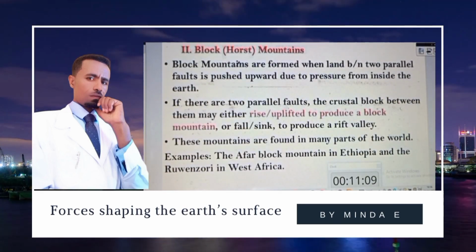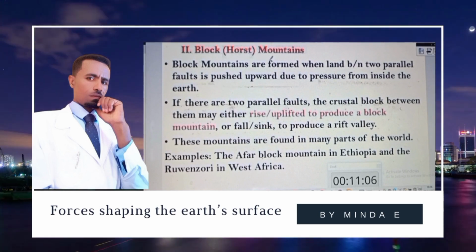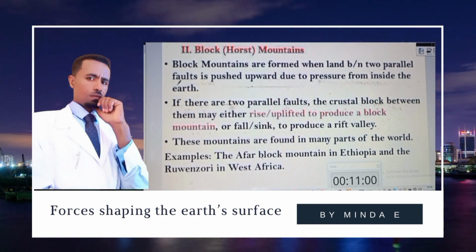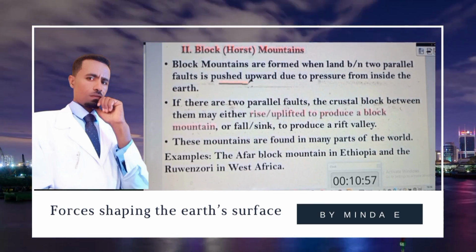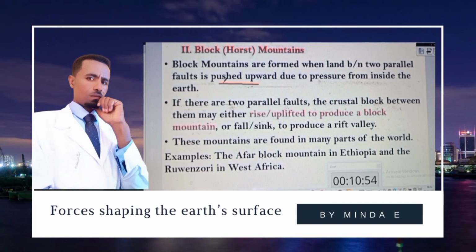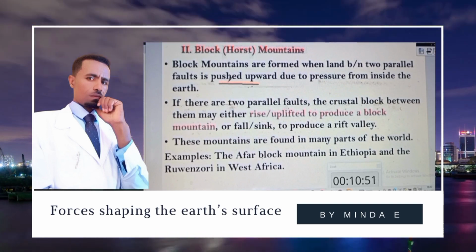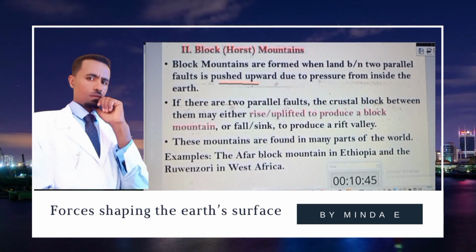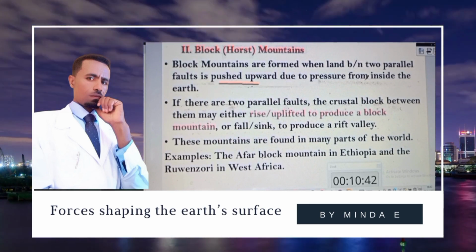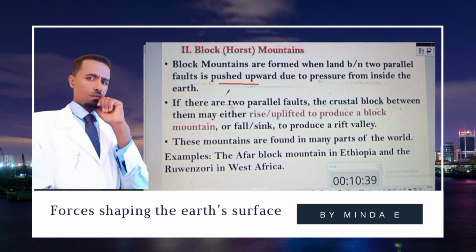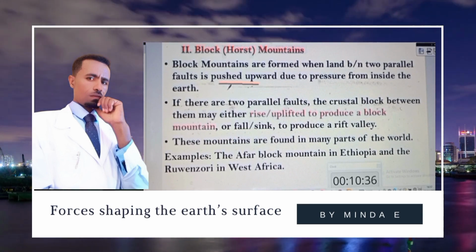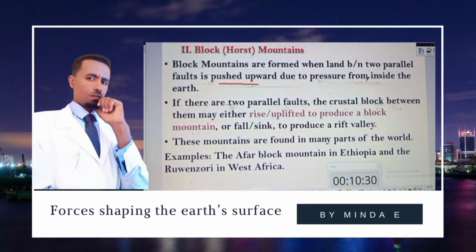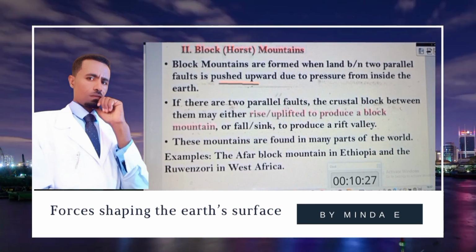Okay, Horst Mountain or Block Mountain. Block mountains are formed when land between two parallel faults is pushed upward, due to the pressure from inside the earth. The upward movement of the land is because of the presence of the inside forces.